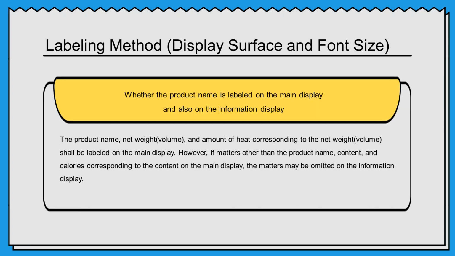This is about display surface and font sizes. Should the product name be displayed on both the main display and the information display? On the main display, the product name, net weight, and corresponding caloric content for the net weight must be indicated. There is no need to display the product name on the information display.